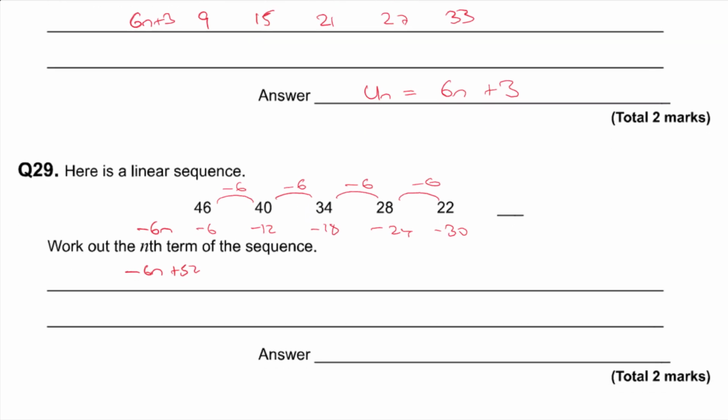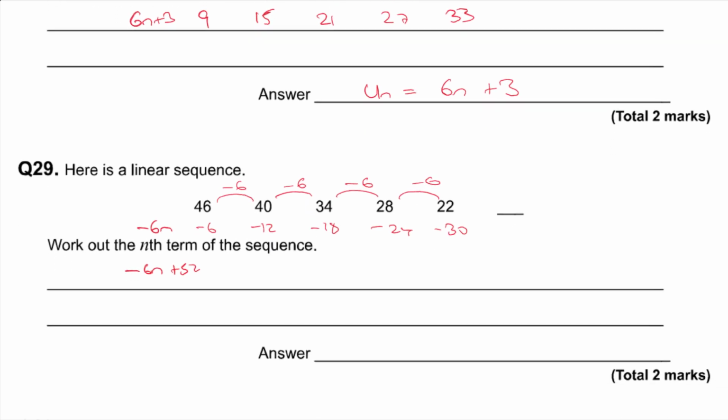on. So here I could write it down as minus 6n plus 52, or I could just spin it around and say un is 52 minus 6n, save myself a symbol, when I write it down. So you can write it down either way. You can write it down as minus 6n plus 52, or you can write it down as 52 minus 6n.